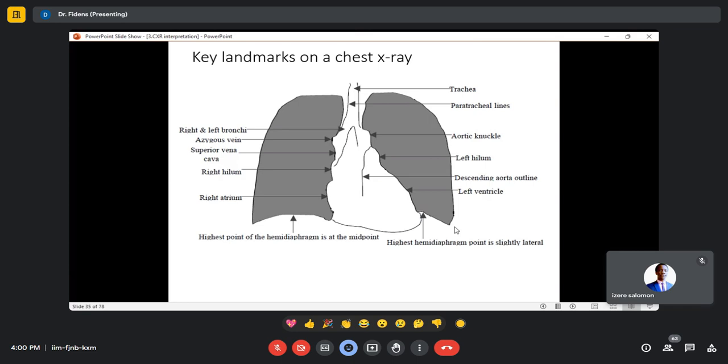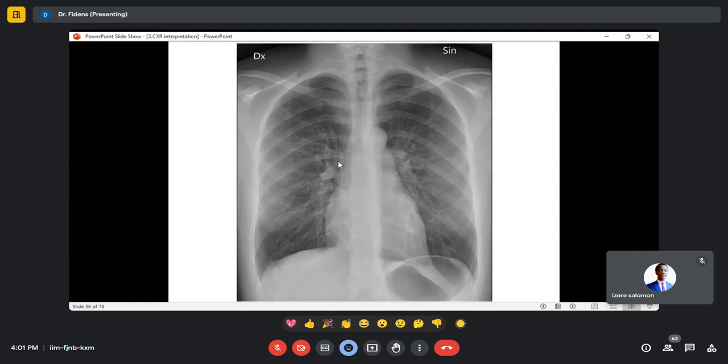Okay, so this diagram shows the key landmarks of the chest X-ray. You know them already. Right hilum, left hilum. This is the left hilum upwards, and the right one is a bit lower. Superior vena cava, you know where it is. If it is enlarged or dilated, you can think about it due to the location of that opacity.